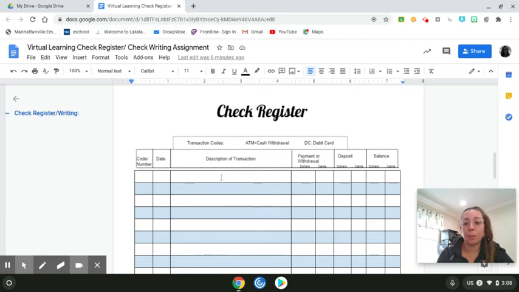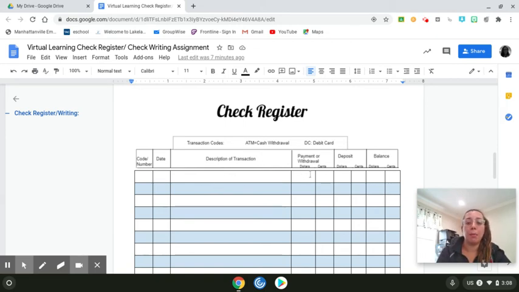And then the description of transaction will be over here in this box. The description of transaction is similar to the section of a check that says memo. It's basically just like, what is the reason for money changing hands here? Like, who am I paying? What am I paying for? Maybe who's paying me? Why did I get money? That would go in this box here.